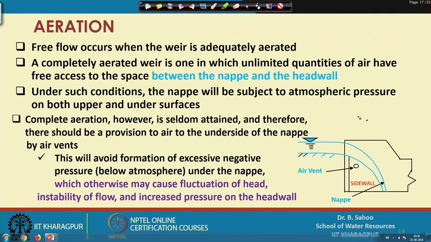Okay, now we will talk about aeration. The free flow occurs when the weir is adequately aerated. A completely aerated weir is one in which unlimited quantities of air have free access to the space between the nappe and the head wall.